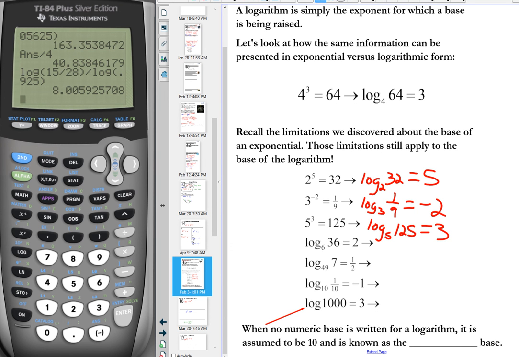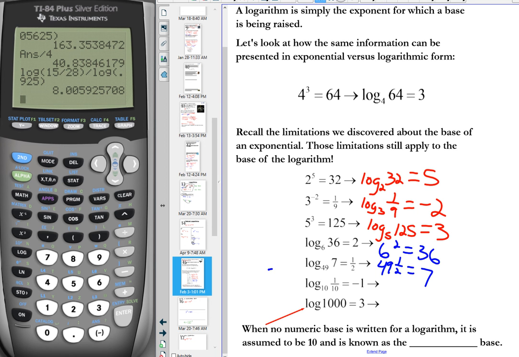Now look at the next ones. They start off in log form, so let's convert to exponential. What would be the base of the exponent? 6. What would be the exponent? And now we can confirm: when we're used to exponents, we know that 6 squared is 36. On the next one, what will be the base? 49. 49 to the 1/2 power gives you 7.